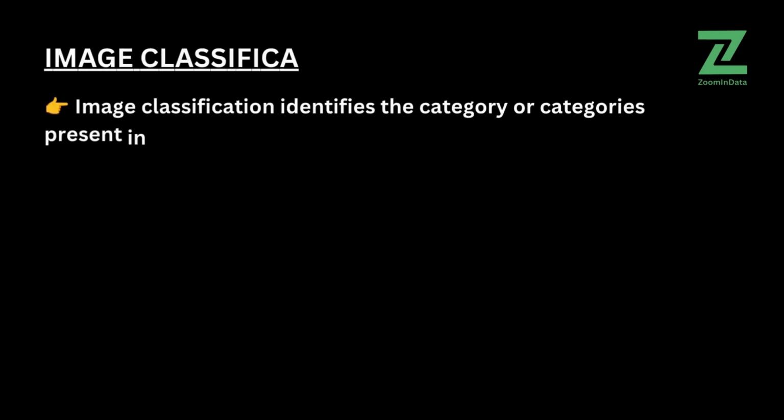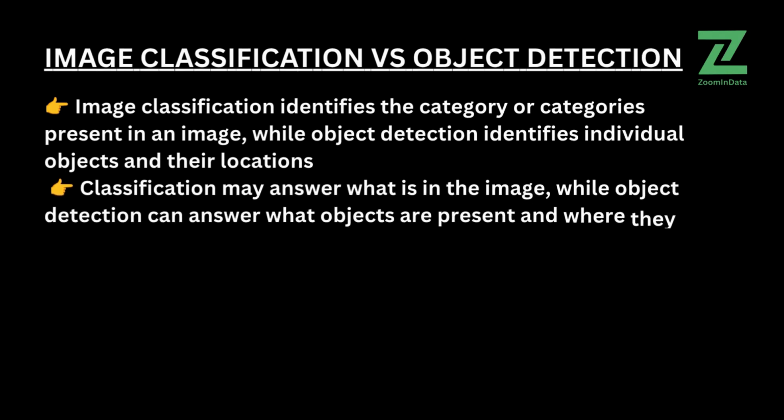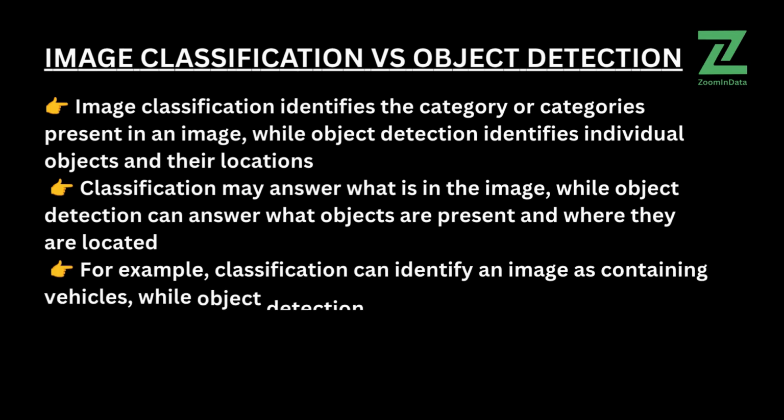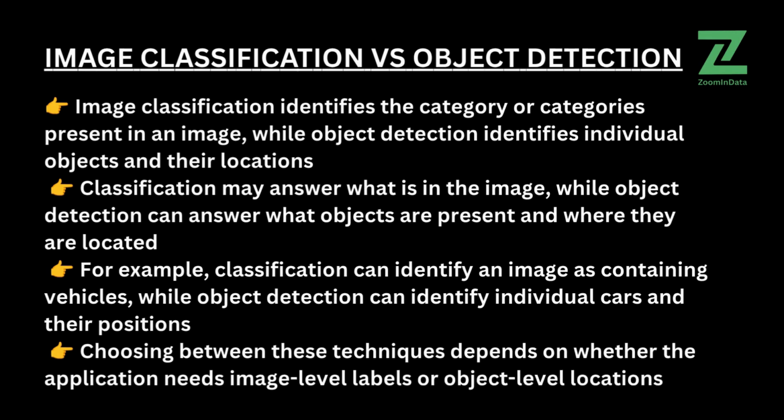Image classification identifies the category or categories present in an image, while object detection identifies individual objects and their locations. Classification may answer what is in the image, while object detection can answer what objects are present and where they are located. For example, classification can identify an image as containing vehicles, while object detection can identify individual cars and their positions. Choosing between these techniques depends on whether the application needs image-level labels or object-level locations.